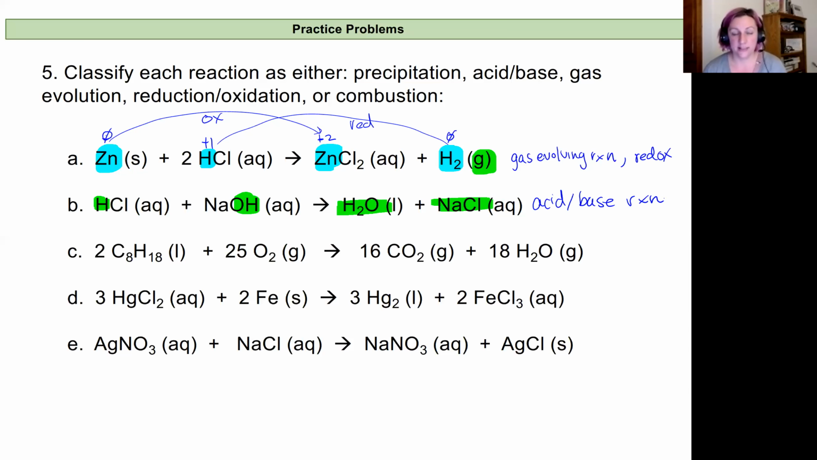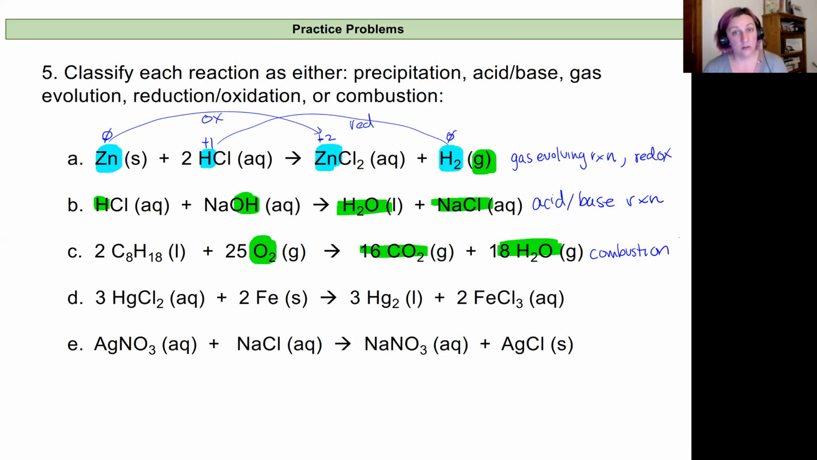All right, going on to C. All right, so this is a big one. It's got a lot of things going on, but what my eye is immediately drawn to is the carbon dioxide and water products. I'm like, okay, that looks like a combustion reaction. And I can confirm that for myself by looking at the reactants and seeing that one of my reactants is just oxygen. And so this is going to be a combustion reaction.